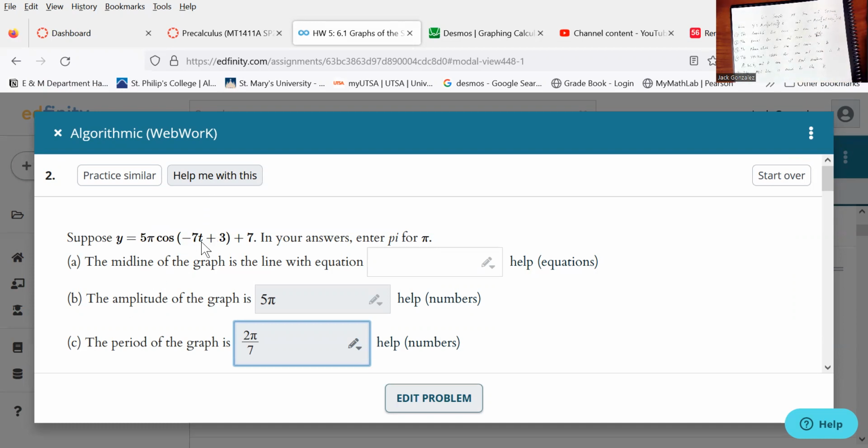Same thing for the period. If it's anything bigger than 1, it'll speed it up. Anything smaller than 1, slow it down.